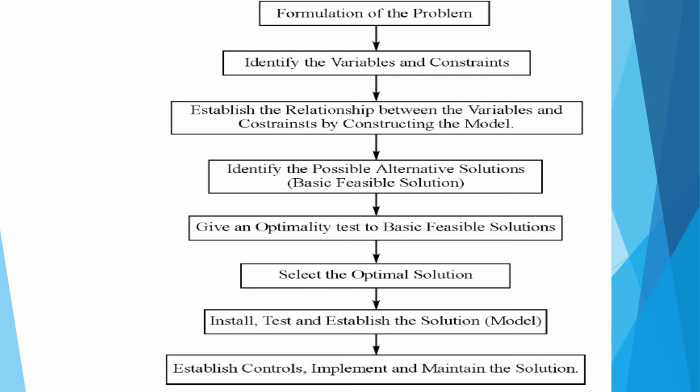Next step, we will test and establish the solution. Here test means the solution which we have obtained of a linear problem, it should satisfy non-negativity condition of the decision variables, it should satisfy constraints, and it should optimize the objective function. And the last step is declare this solution to be the optimal solution of given linear programming problem.